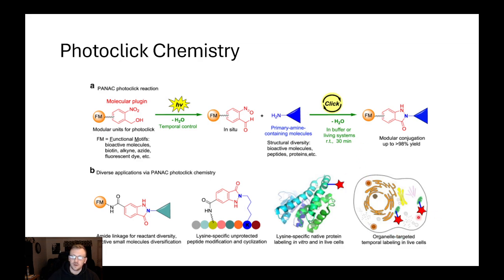And then we can go to the large scale, right? We want to label these mitochondria. We can conjugate something onto the mitochondria and tag a mitochondria. Remember, this functional motif here can be a GFP molecule. We can slap a GFP molecule on there and have that go to a different part of the cell and label things for us. Photoclick chemistry. Very cool. Very hard, but very cool.